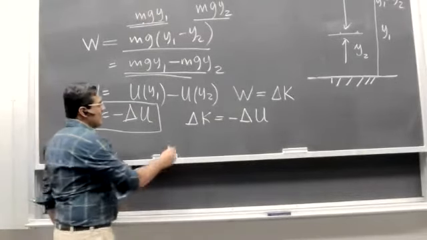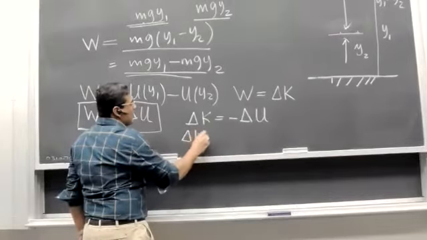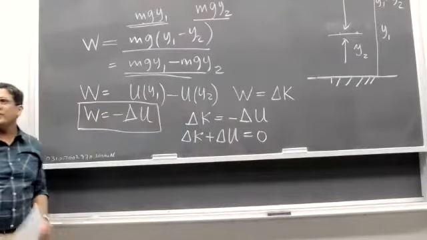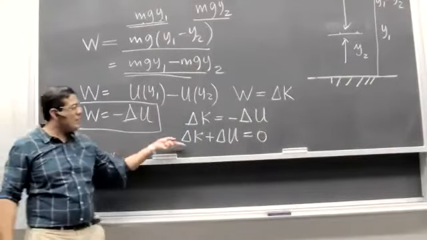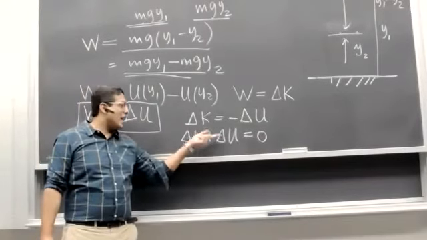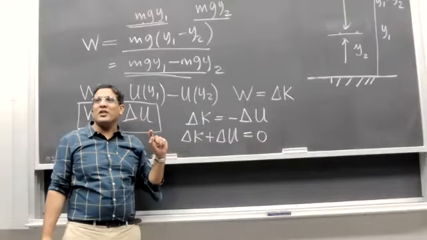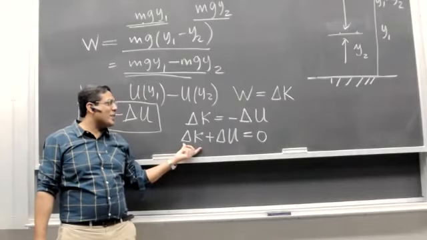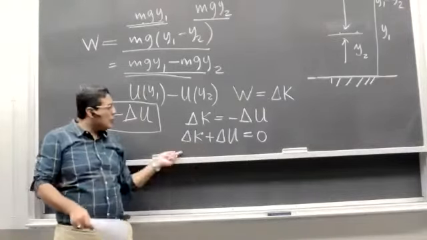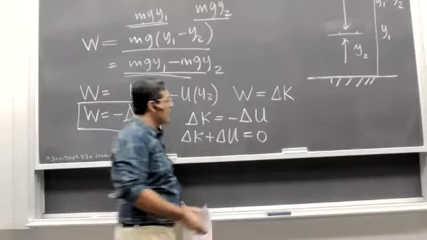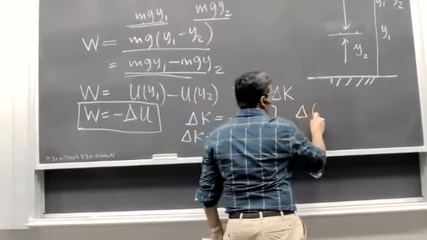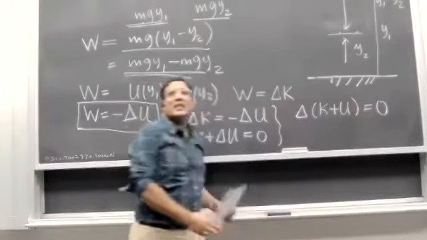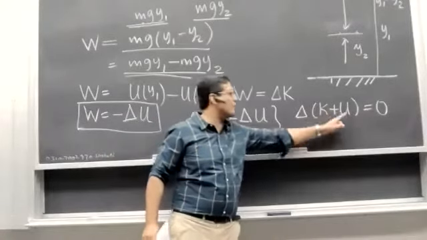I can also write this as delta K plus delta U equals 0. The sum of the change in kinetic energy and the potential energy is always 0. So kinetic energy increases or decreases by the same amount in the opposite direction, so that their sum is equal to 0. I can also write this equation as delta (K plus U) equals 0. Now these are not changes in the energy. This is the total kinetic energy and total potential energy.